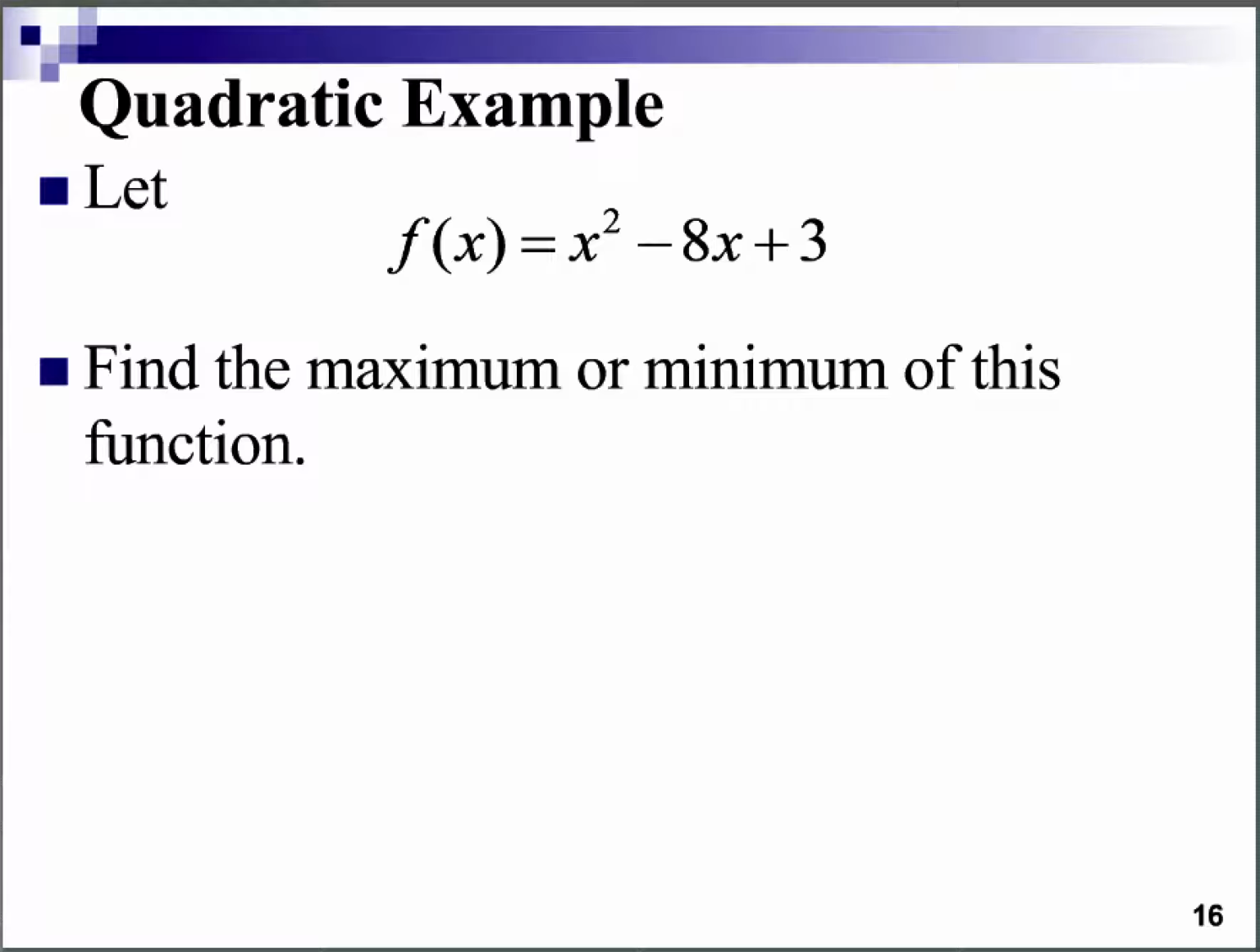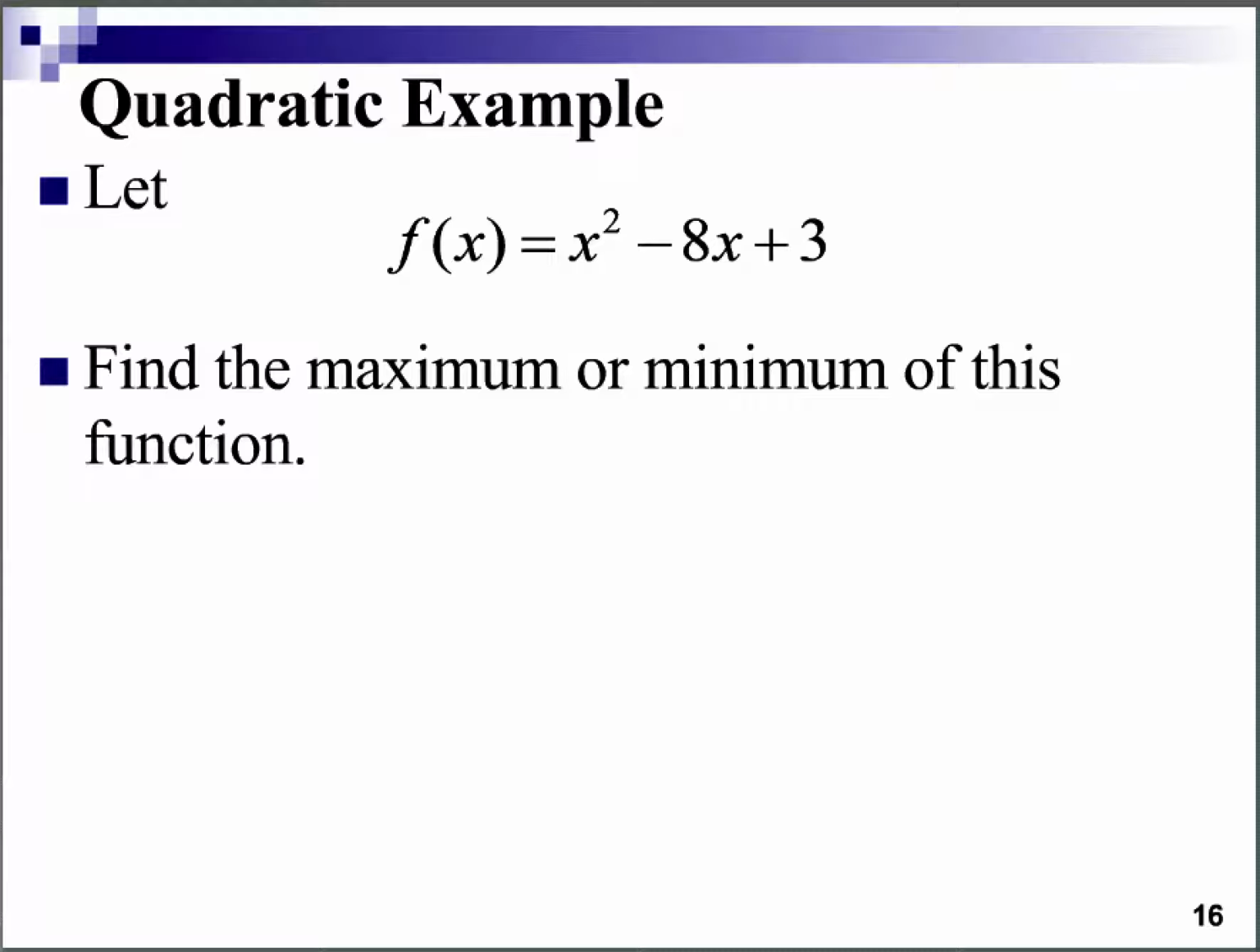Now, the question says, find the minimum or the maximum of this function. So we already know that since the parabola is opening upwards, there's a minimum there. But let's keep that in the back of our mind. Let's pretend that we don't know what the graph of this function looks like. And so we're going to find the minimum or the maximum of this function.